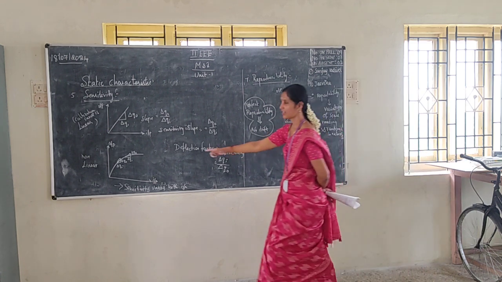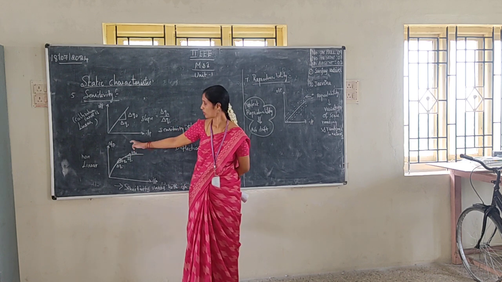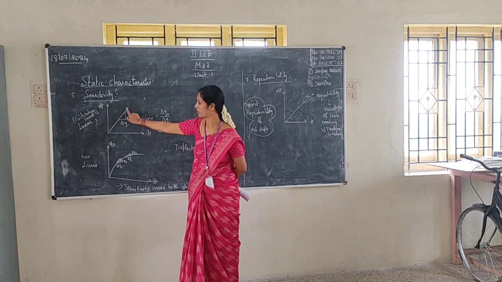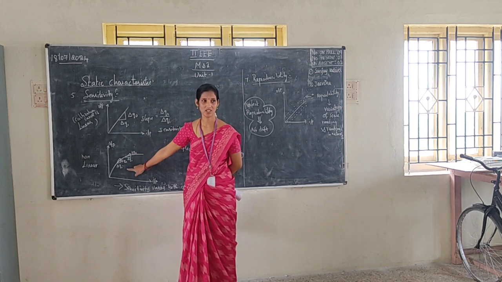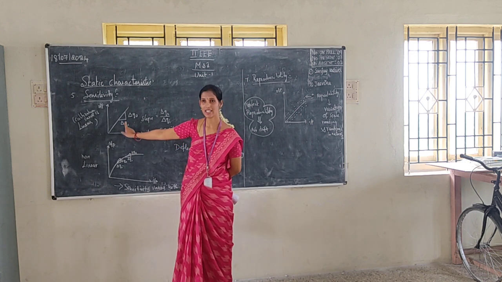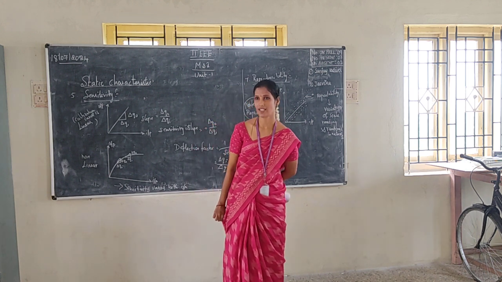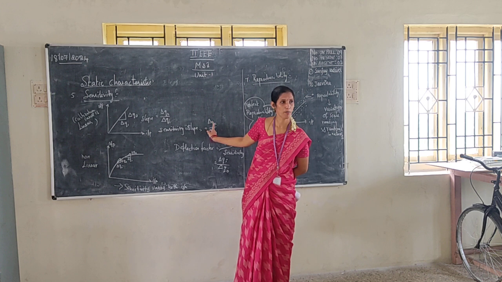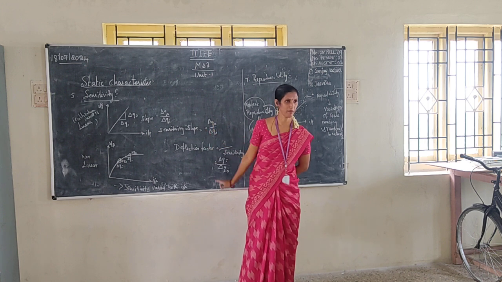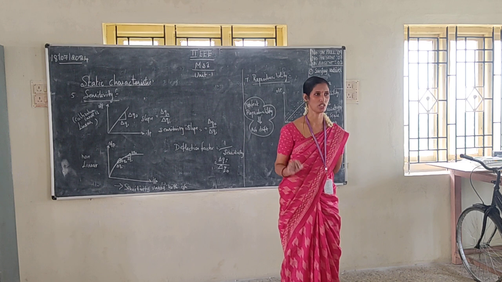This is the characteristics between input and output. So this is the sensitivity curve, that is the calibration curve. It may be linear or non-linear. If it is linear, the sensitivity is defined as the ratio of changes in output to the changes in input. That is the definition of sensitivity.